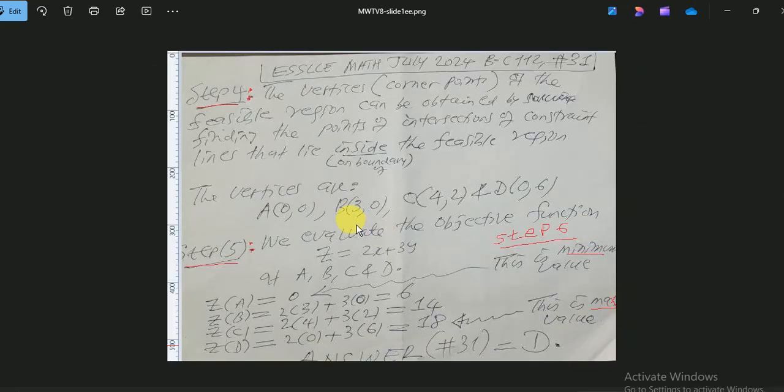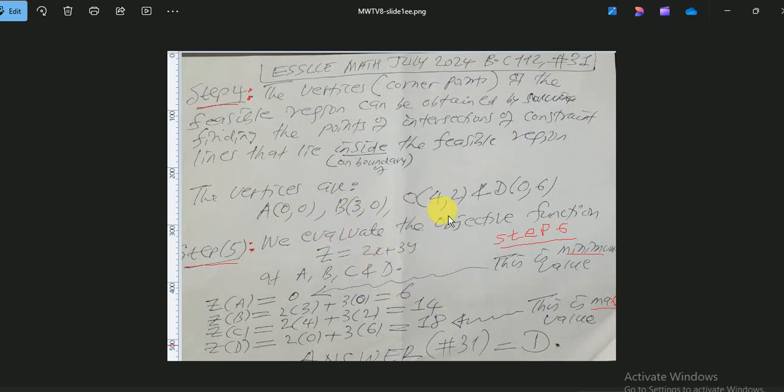B, 3, 0, C, 4, 2, D, 0, 6. And our objective function was z is equal to x plus 3y. So when we evaluate step 6, last step, we evaluate the objective function at each of these. At 0, oh sorry, this is not step 6, step 5. At 0, 0, we get 0. At 3, 0, when x is 3, we get 6 plus 0, which means 6.